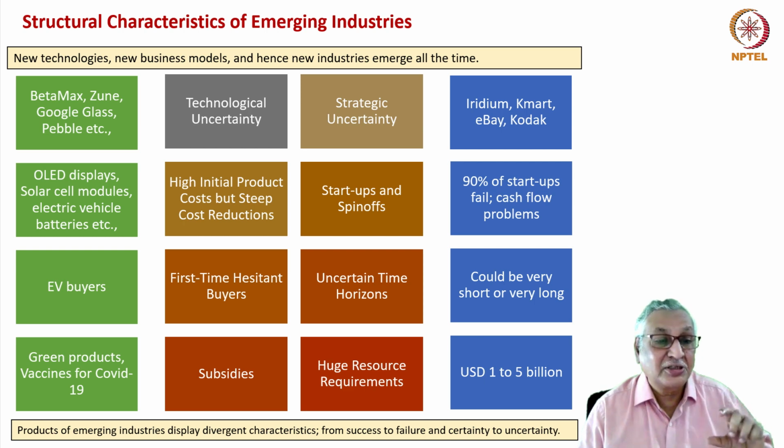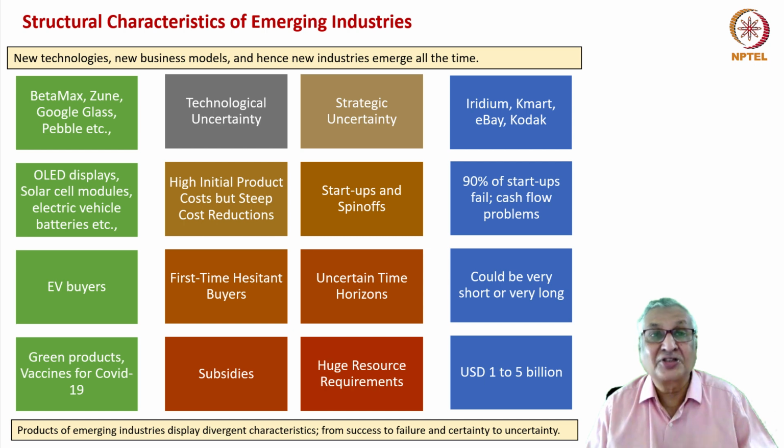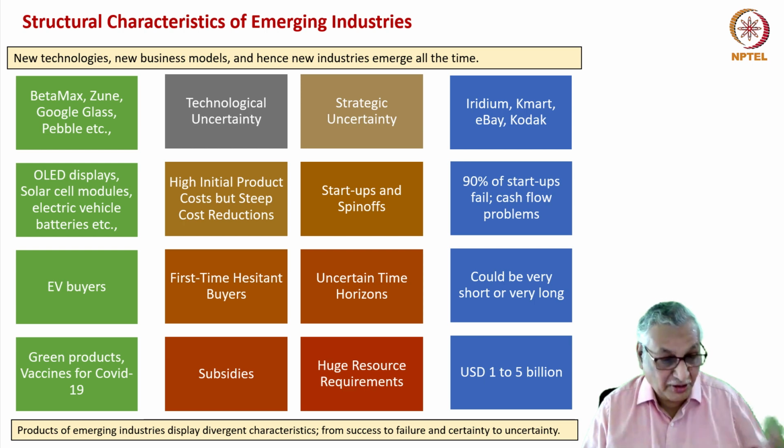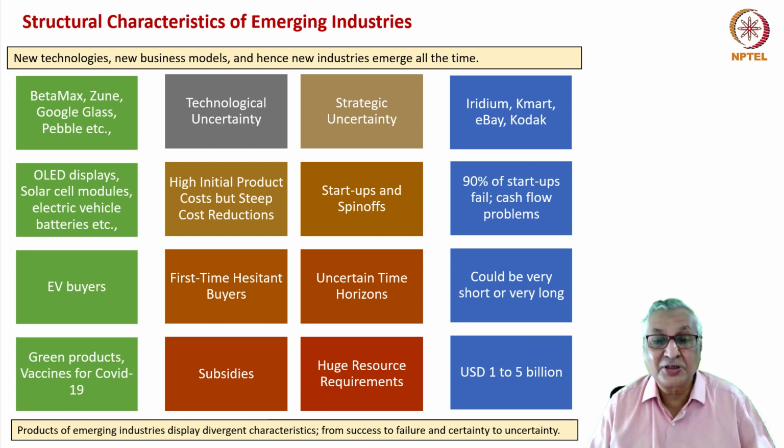Then EV buyers, that is the customers themselves, are changing. First time hesitant buyers, uncertain time horizons for adoption and acceptance of electric vehicles. And that period could be very short or very long. Then you look at green products and revolutionary things such as vaccines for COVID 19. Subsidies will drive. Huge resource requirements will require governments to support vaccine development, and the cost could be 1 to 5 billion. So different emerging industries have different characteristics.